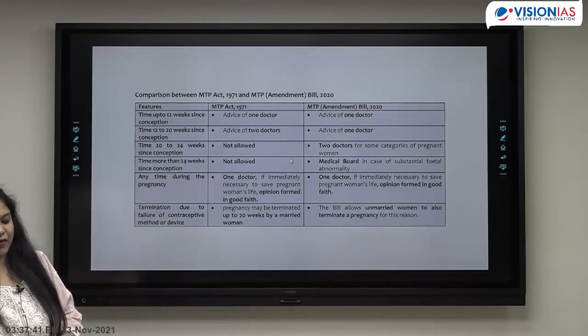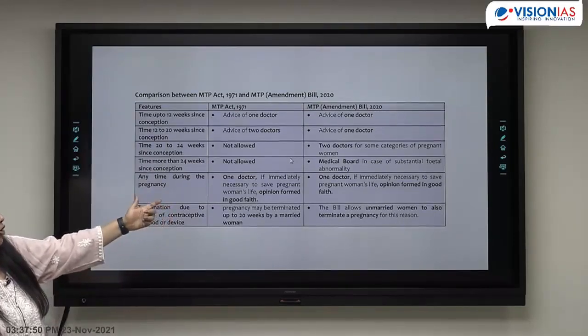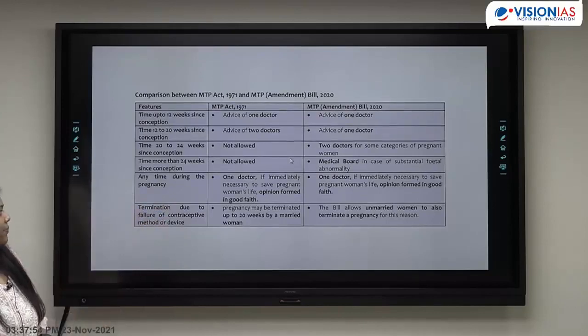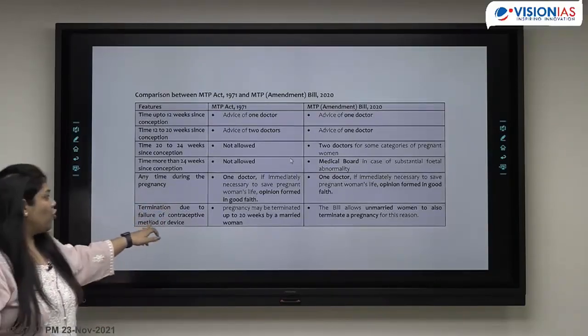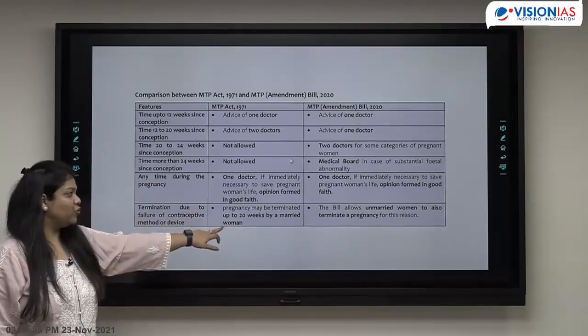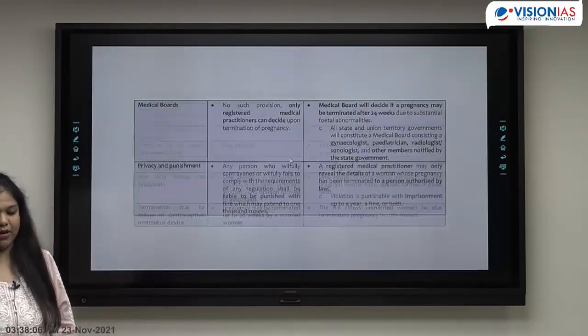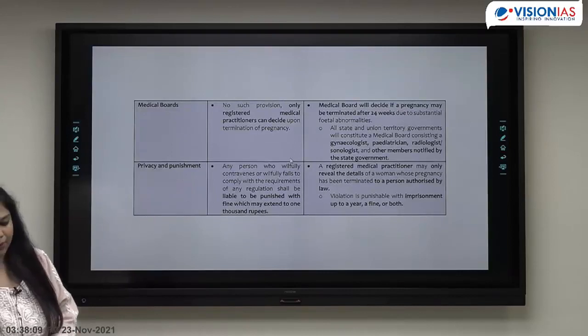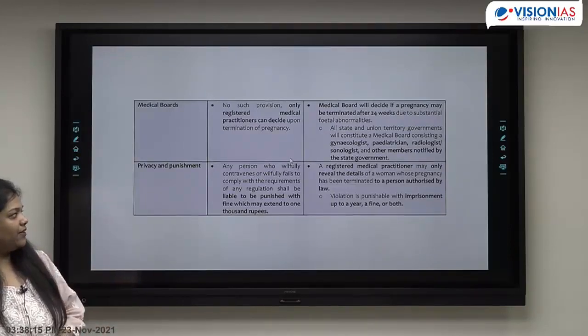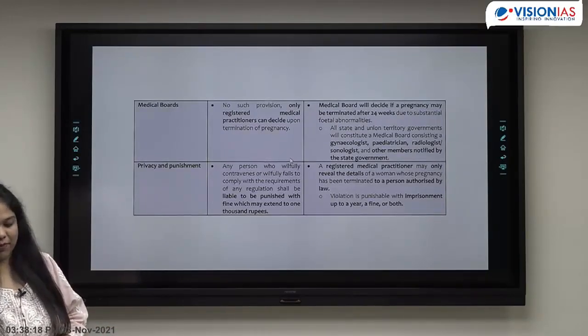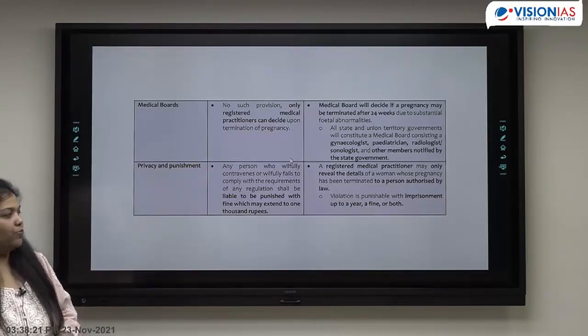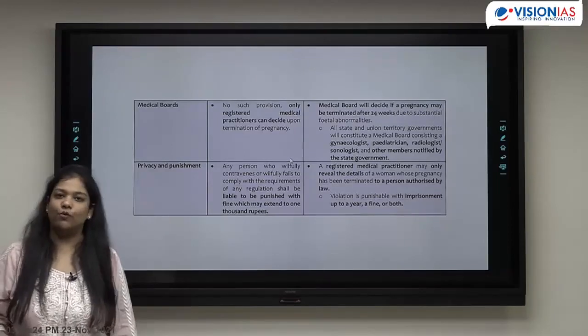Is that clear? For more than 24 weeks, that is not allowed in the original Act, but in the new Act, if the fetus is suffering from any kind of abnormality detected by the medical board, then it can happen. Is that very clear? Then termination due to failure of contraceptives was initially only by married women, but now it has also been allowed for unmarried women. Then medical boards: earlier there was no provision at all. Now there is a provision and it consists of a gynecologist, pediatrician, radiologist, and other members notified by the state government. Is that clear? Privacy has to be maintained, otherwise they would be punishable with imprisonment up to a year, fine, or both. Is that clear?